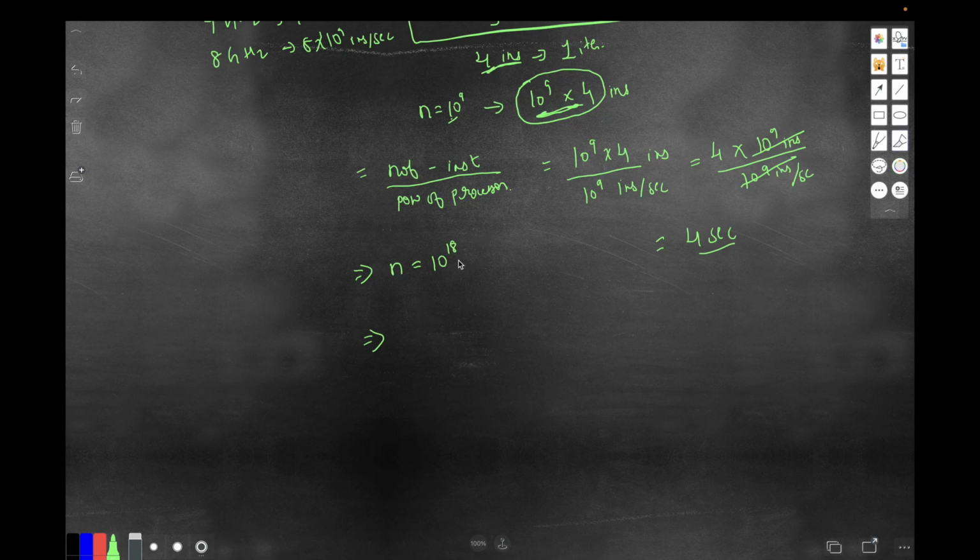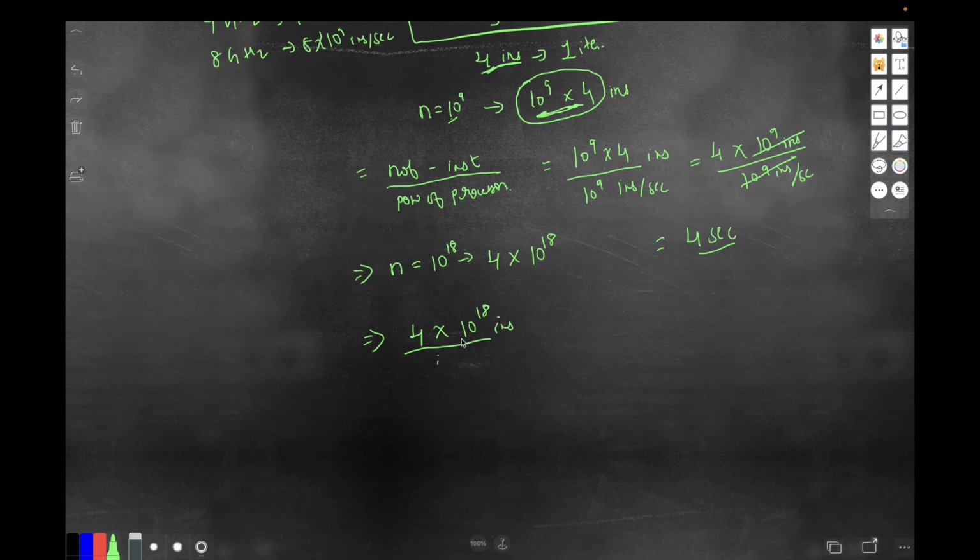Before that, we will check how many instructions this n will contain. In one iteration we have 4 instructions, so how many iterations do we have? 10 to the power 18. So in our formula, the number of instructions is 4 into 10 to the power 18. We are calculating for 1 gigahertz.